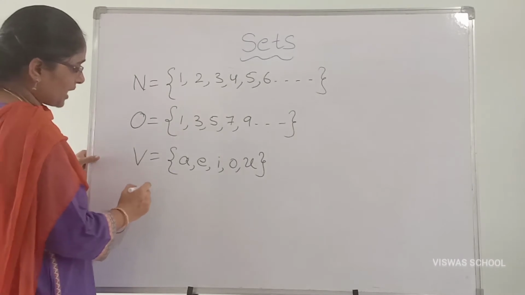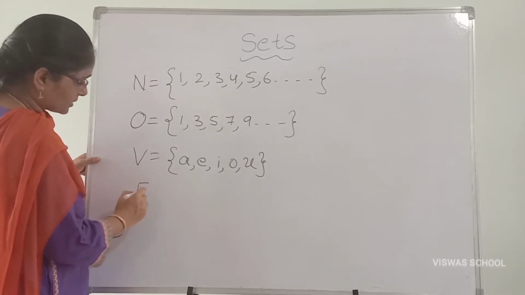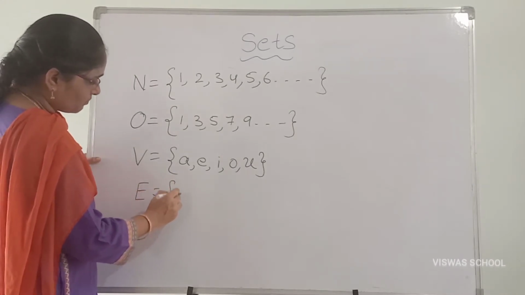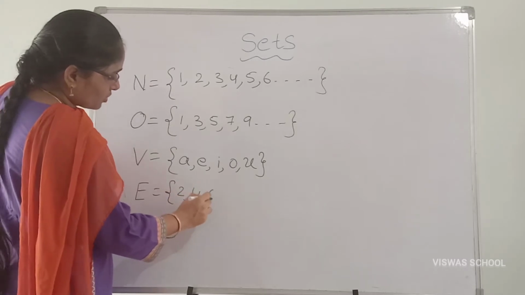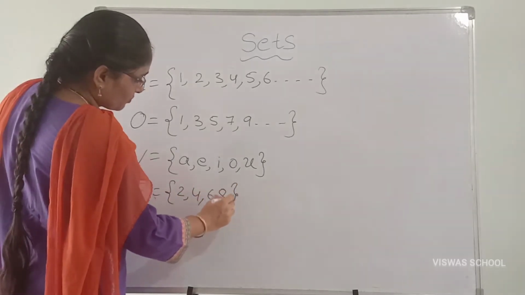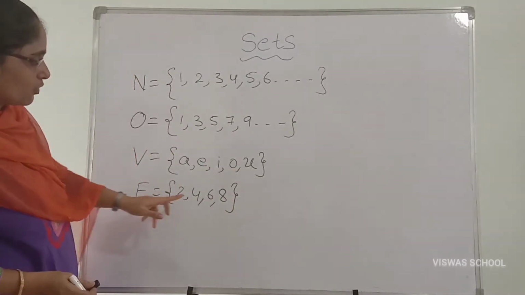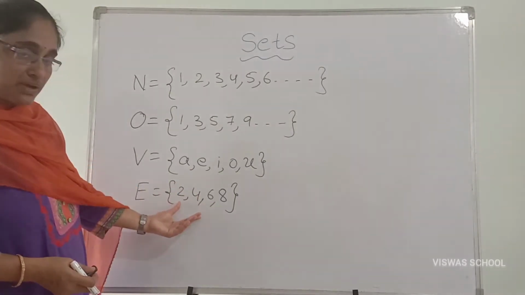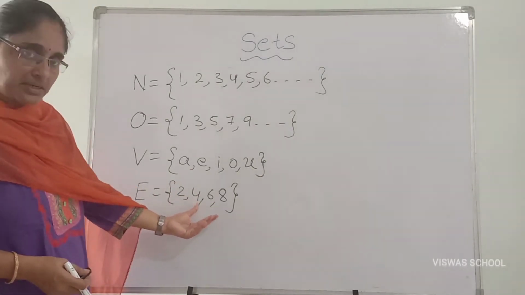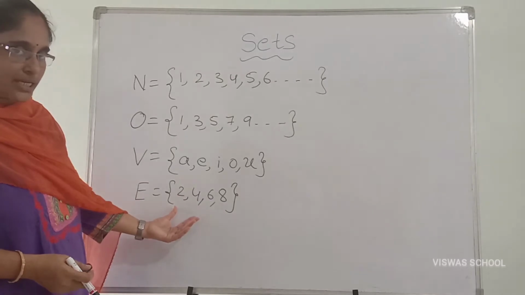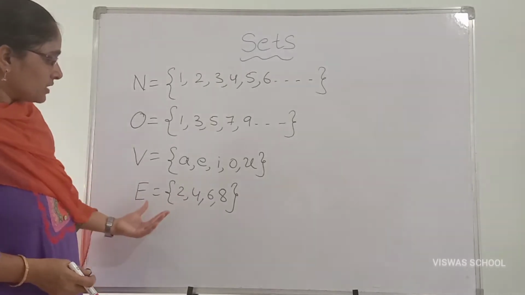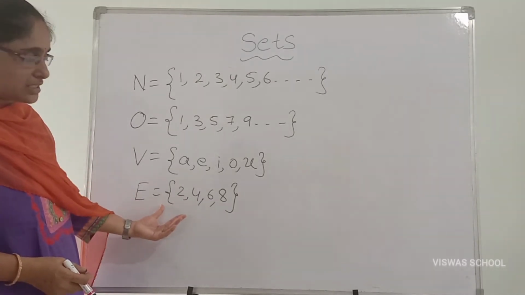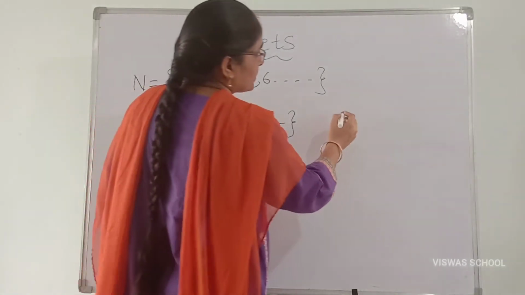Here, for example, I am having the even numbers set. That is E equals 2, 4, 6, 8. I am writing only 2, 4, 6, 8, that is, even numbers less than 10, or less than or equal to 8. This is called the even numbers set. And see the next example.